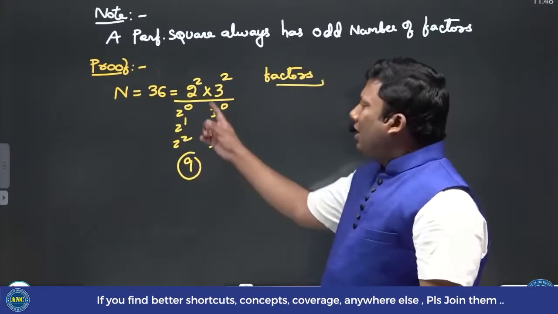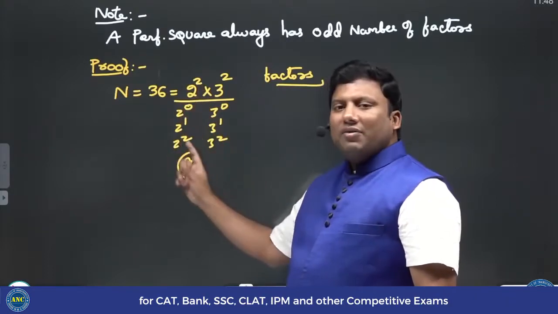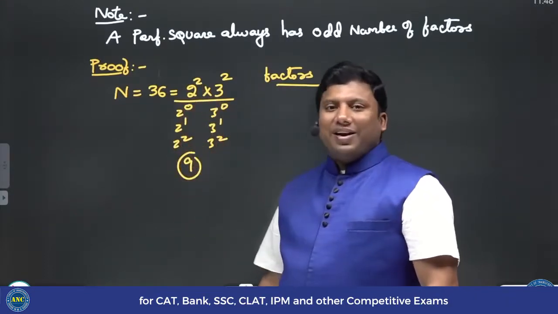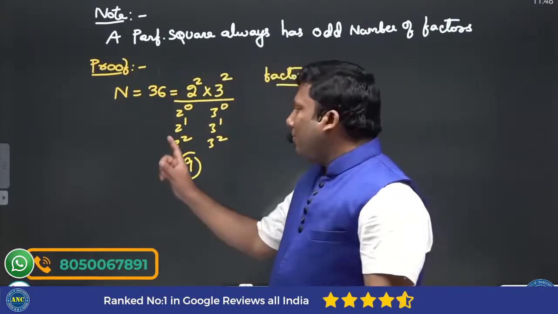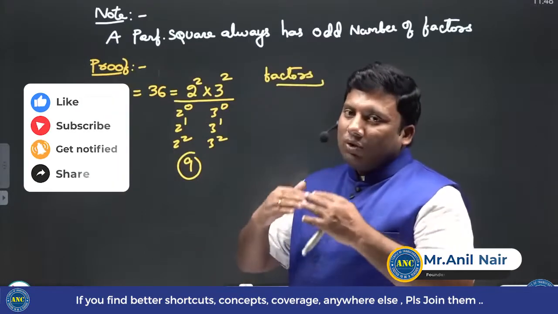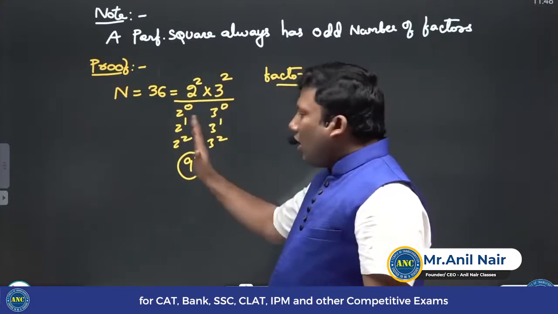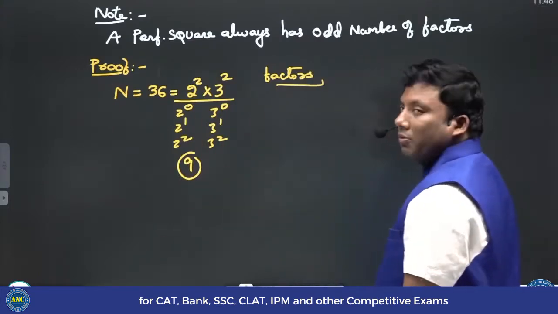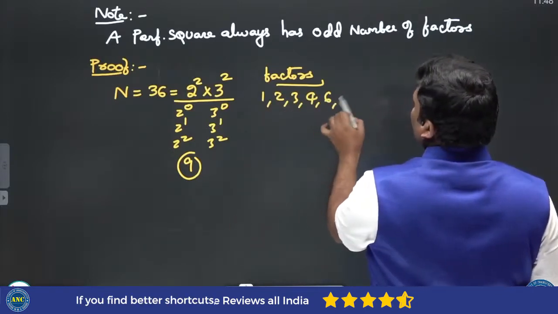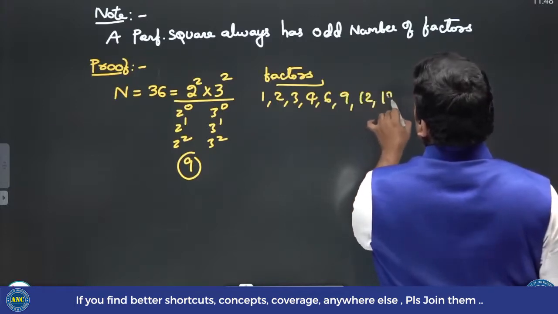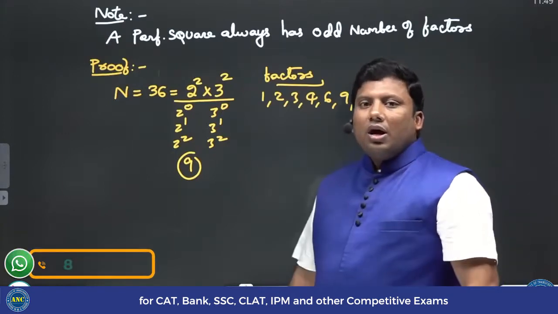Why will it be 9? In a perfect square, the power will be an even number. 0 to even, I will get odd. A perfect square always has even powers. When you are counting the number of factors, you do 0 to even, which is odd. Odd into odd, I will get odd. I hope the idea is clear. In case you want the factors: 1, 2, 3, 4, 6, 9, 12, 18, 36. The factors 3, 6 and 9 are the middle cases. I hope it is clear.